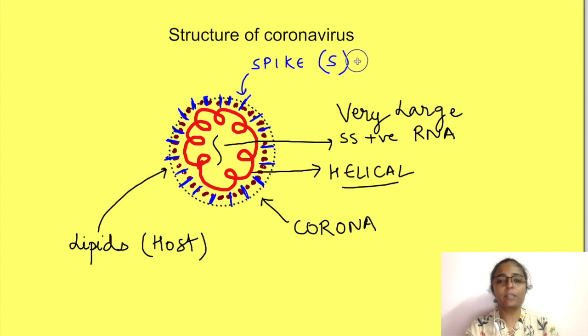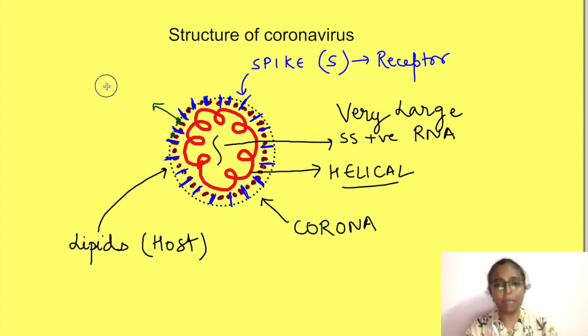This spike protein is the one through which the virus attaches to a receptor and then the virus and host cell membrane fuse together, causing entry of the viral genome, that is this RNA, into the cell. For more detail on this aspect of the mechanism of action of coronavirus, there will be another video.